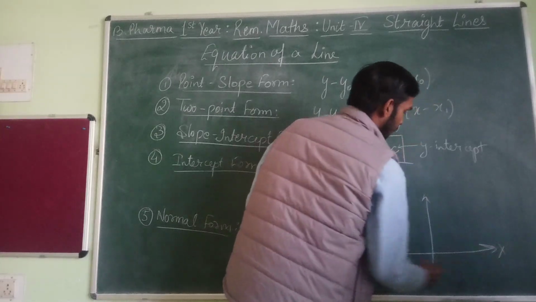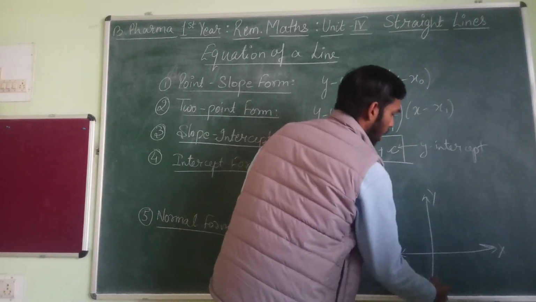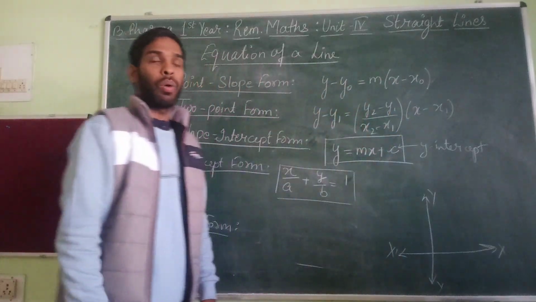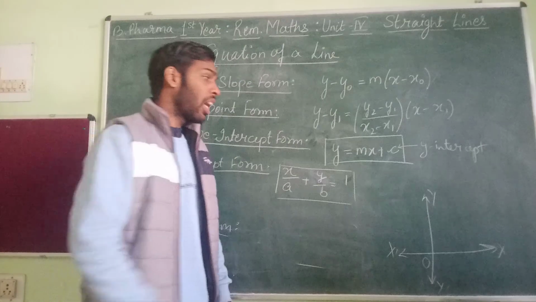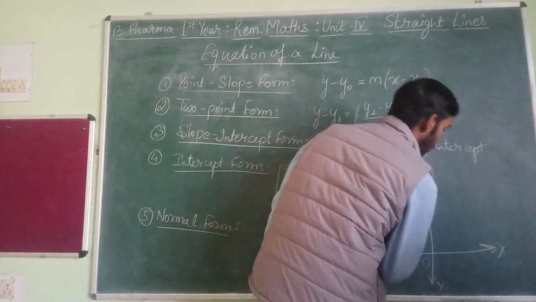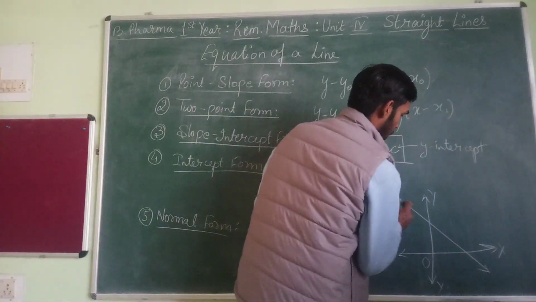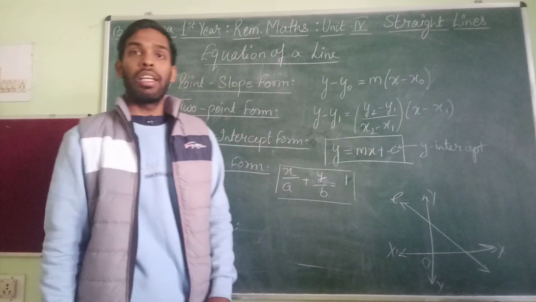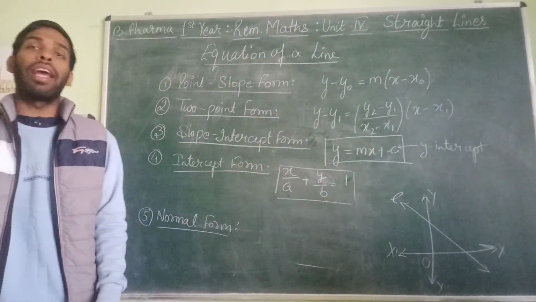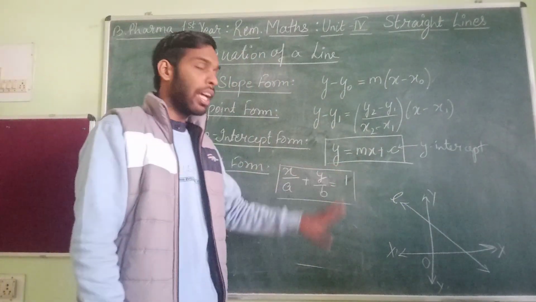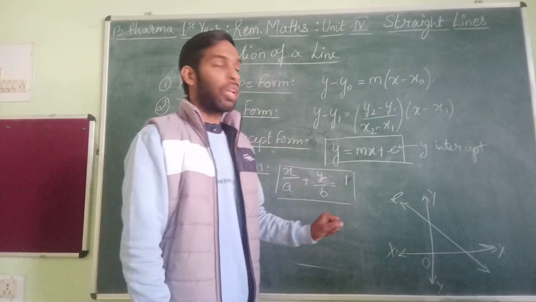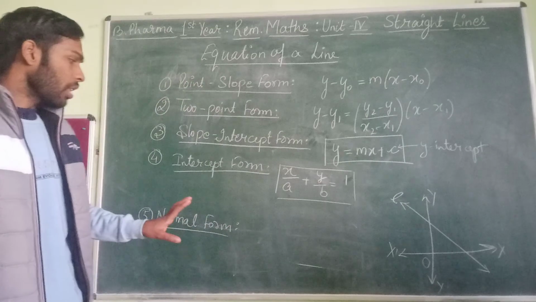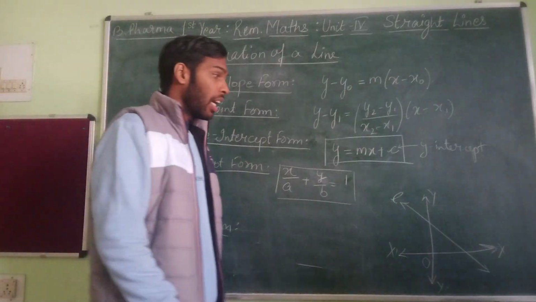This is the cartesian plane, x dash, y and y dash. Okay, this point is the origin. Now let us say we have to find out the equation of this line, which we have denoted by L. The line which we have denoted by L, we have to find out the equation of this line L. Okay, so when will you use the normal form?